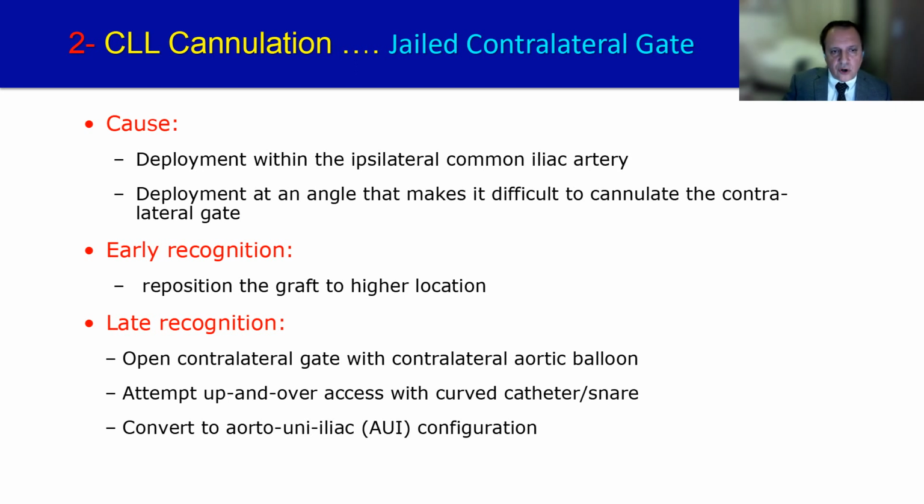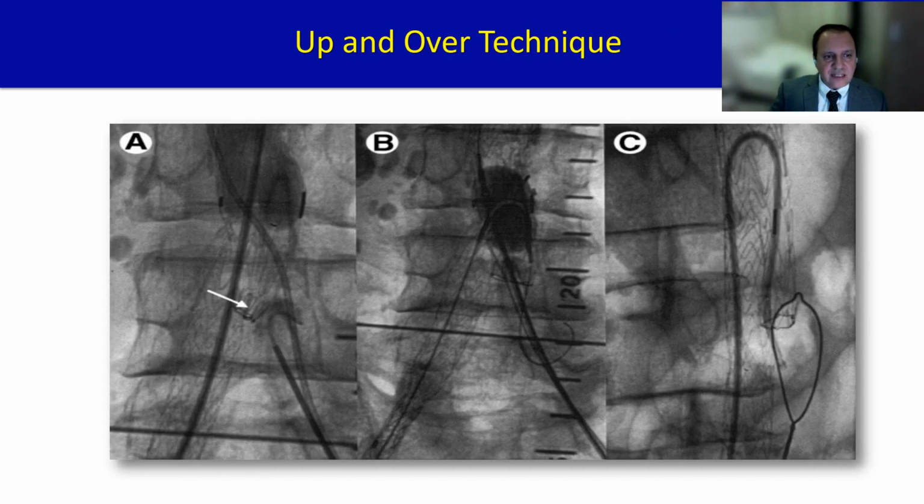Or if you cannot open it with all these maneuvers, then just convert it to the aorto-uni-iliac configuration and do a fem-fem bypass. Like this patient, you can see the contralateral limb is being jailed in the iliac artery. We went over, and then we were able to get the wire through it. We snared from the contralateral limb, and then we pulled it to the contralateral limb, and we were able to finish the procedure.